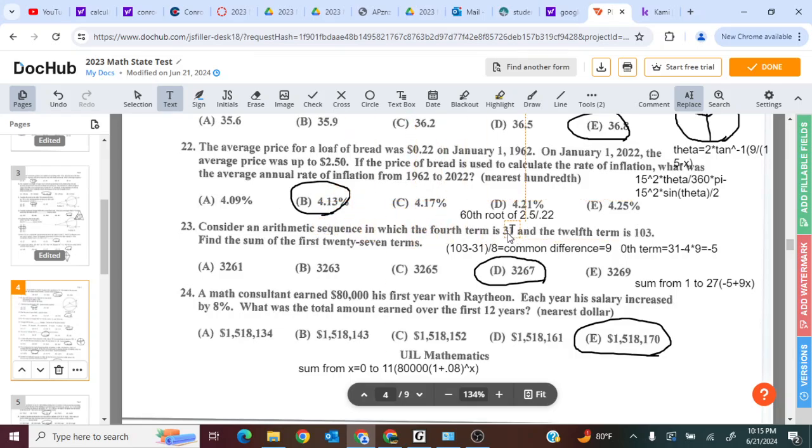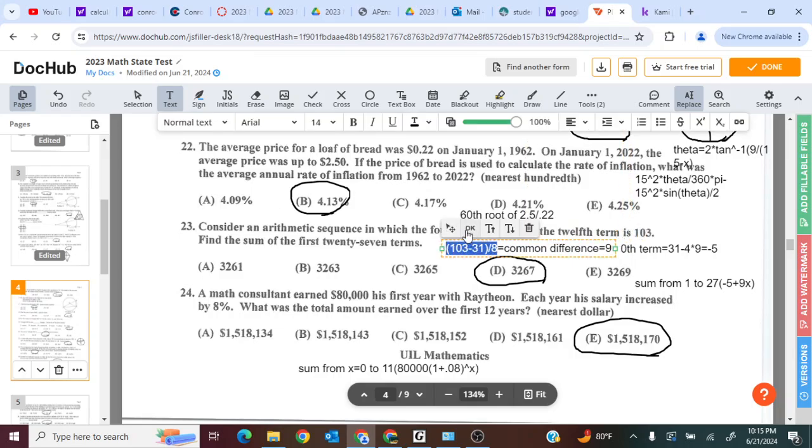Consider an arithmetic series, fourth term 31, 12th 103. Find the sum of the first 27 terms. Okay, first off, we need to find the common difference.